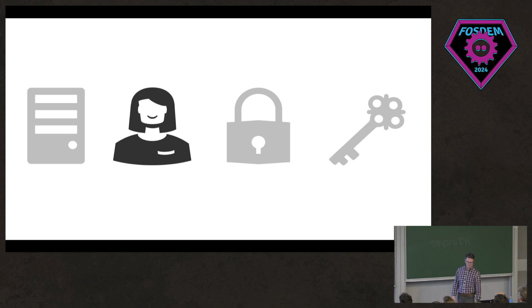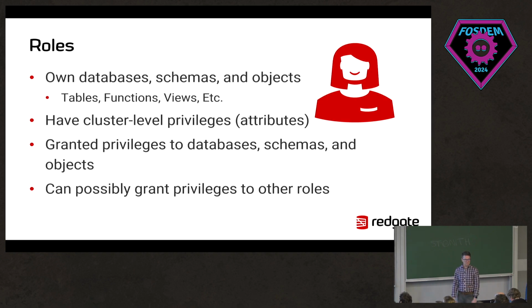Roles obviously own the database schemas and objects, things like tables, functions, views, things you would expect within a database, all right? And roles own the database itself. There's a role that owns the database that's created. Roles have cluster-level privileges. It's this nuance of thing we'll call attributes, and I'll show you in just a minute. Those are separate from the privileges that you get within a database, all right? But it's like the host level: what can you as a role do in this database, in this cluster?